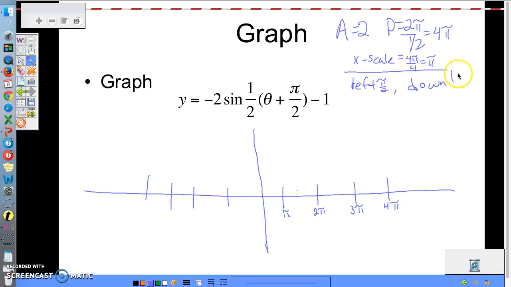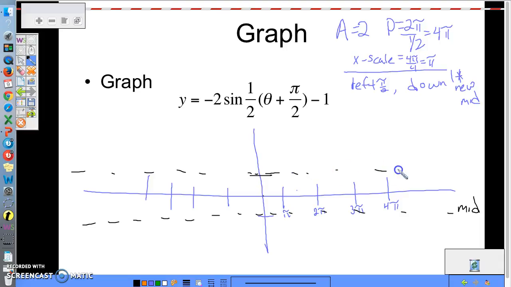This is our new mid. So -1. So this is our mid. Our amplitude is 2, so 1, 2. That's our new high. 1, 2. And this is our new low.